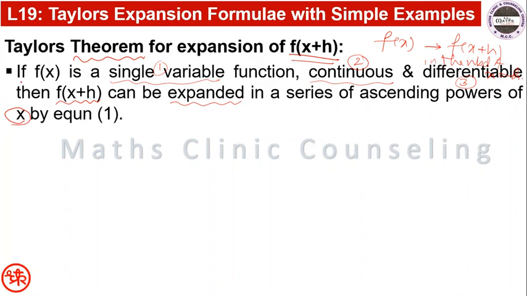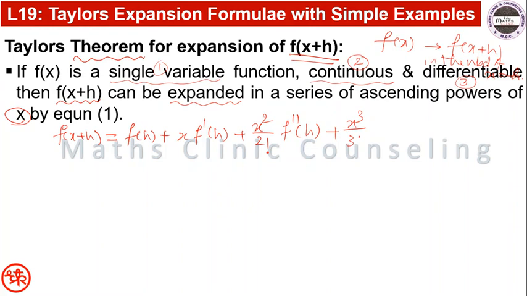So what is that equation? f of x plus h equal to f of h plus x into f dash of h plus x square by 2 factorial into f double dash of h plus x cube by 3 factorial into f triple dash of h, and so on. And this is equation number 1. So this gives the expansion in the powers of x.